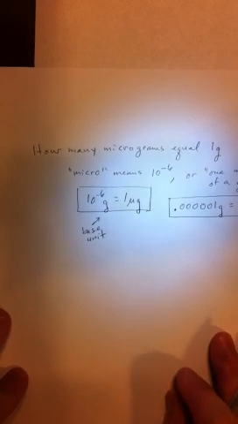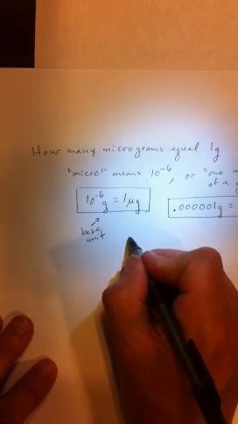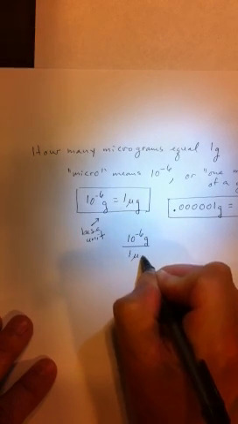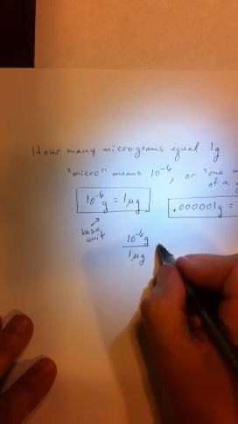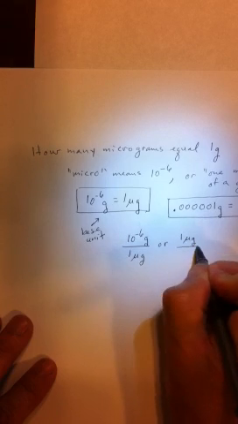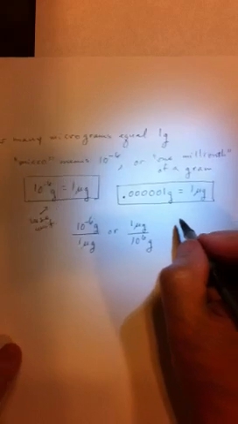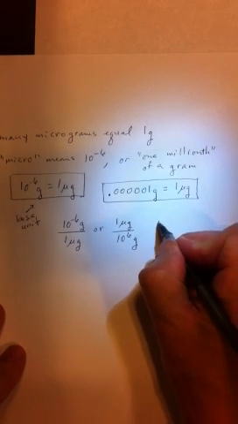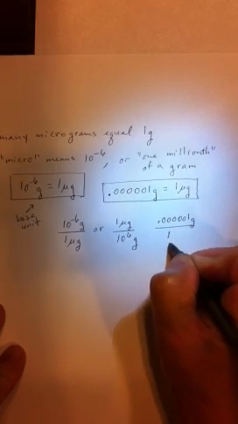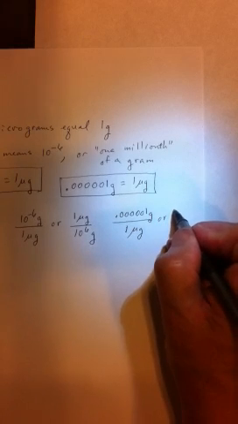So we could easily make conversion factors here. We could say that there are 10 to the minus 6 grams in 1 microgram. We could flip it upside down if necessary and say that there's 1 microgram for every 10 to the minus 6 grams. We could use our second conversion factor example here and say 0.000001 grams in 1 microgram. And of course we could flip this conversion factor upside down as well.